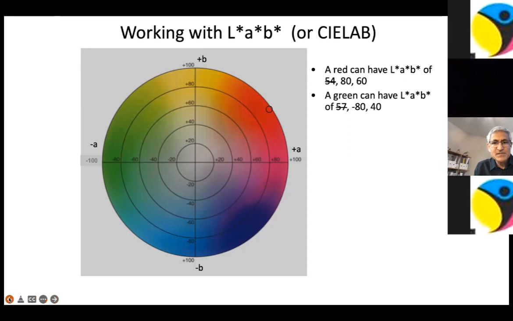So let's just do this once more. When you get these LAB numbers, here's how you would use them. So 80, 60 would be plus 80 and plus 60, and that's where that color is. If it was a green, it could be minus 40. So digital values can have any of these numbers.